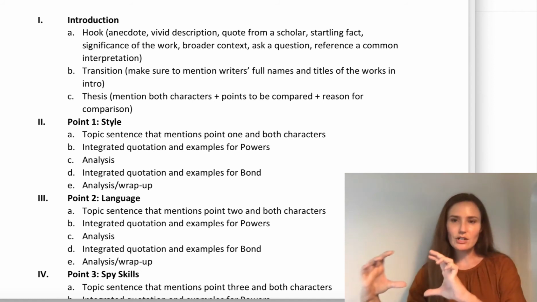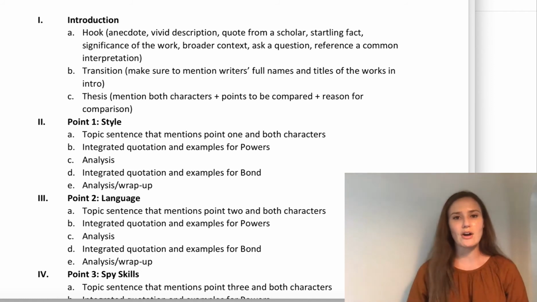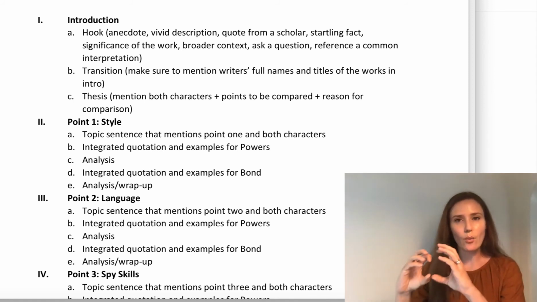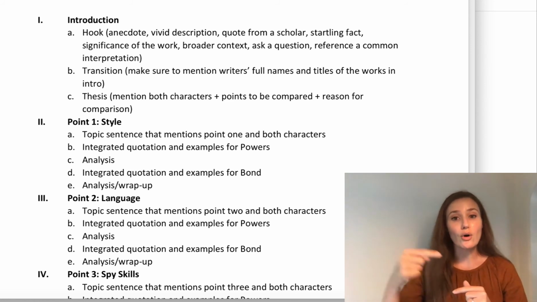That way, in this first paragraph, I'm talking about both characters, but I'm only focusing on one very specific point, right? Their style, what kind of suits they wear, what shoes they wear, things like that. So I'm focusing just on that one specific subtopic, but I'm talking about both characters, and I have a quote, I have support for both characters.